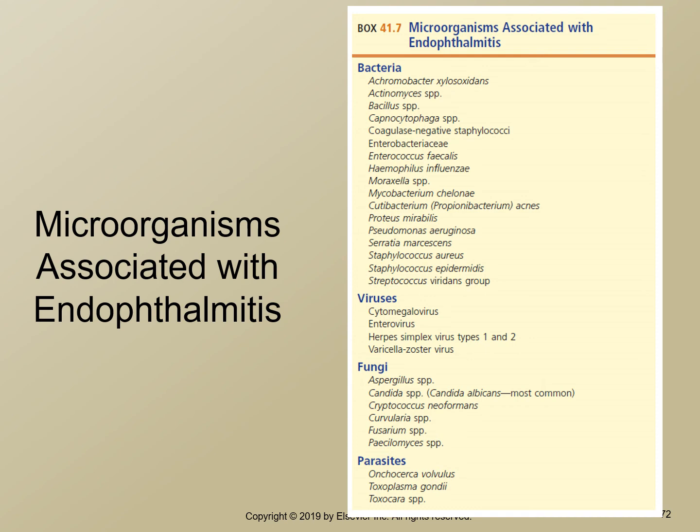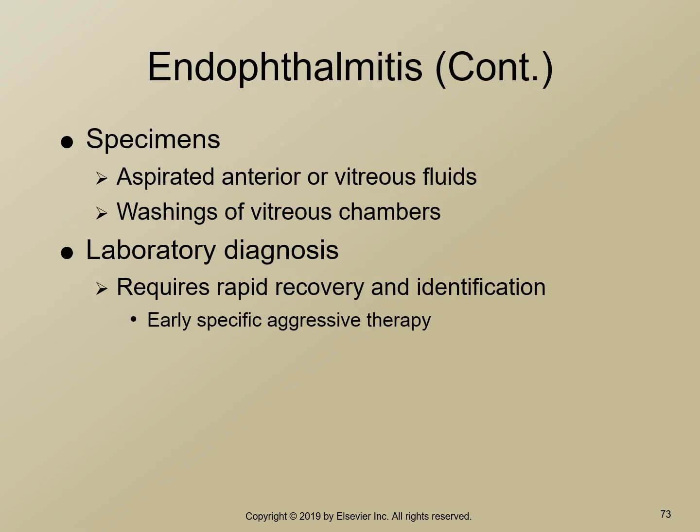Box 41-7 in the textbook gives a summary of the different organisms that can be involved in this type of infection. Aspirated anterior or vitreous fluids or washings of the vitreous chambers would be the specimens submitted for laboratory testing. Rapid recovery and identification of invading organisms, complemented by early specific aggressive therapy, are important to prevent loss of useful vision and preserve the internal ocular structures.